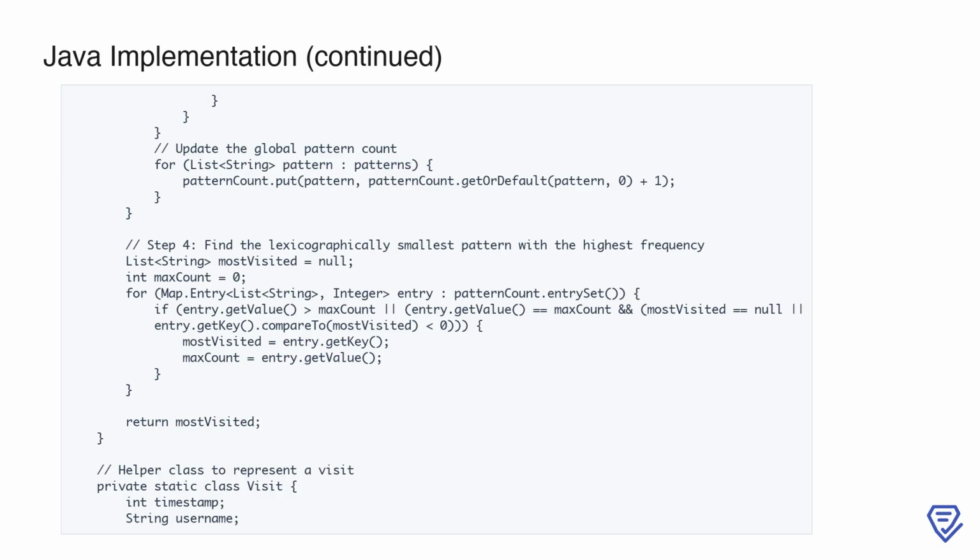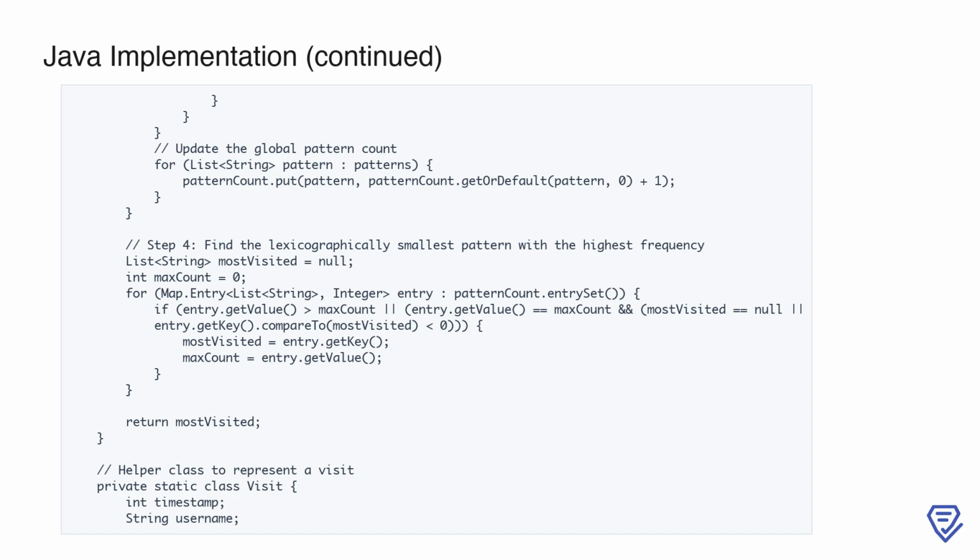A hash map is used to store each unique pattern as a key and its frequency as the value. For every pattern generated, we increase its count in this map. With all patterns and their respective counts recorded, the next task is to determine the most frequent pattern. To do this, we iterate through the pattern count map.